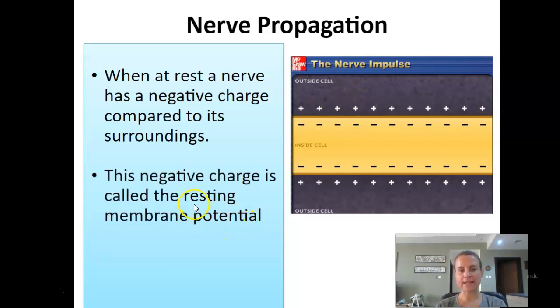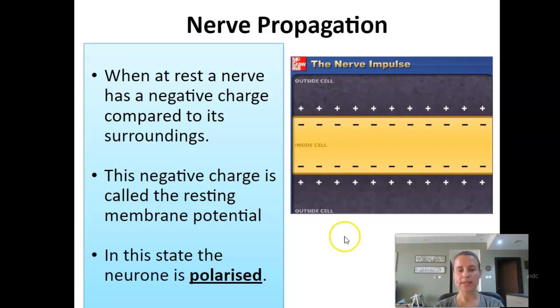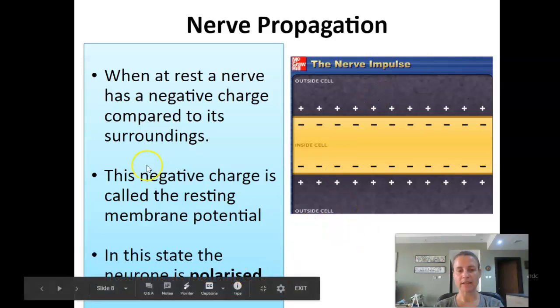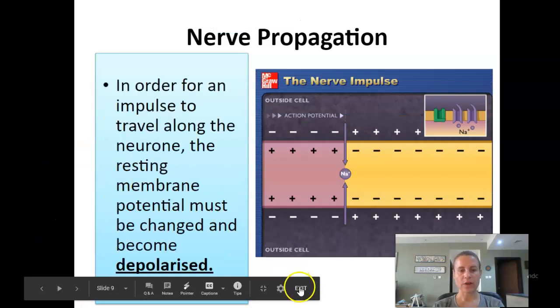This is called the resting membrane potential. So when the nerve is at rest, it is inside negative, outside positive. We say that it is polarized at this point. So the neuron is polarized.